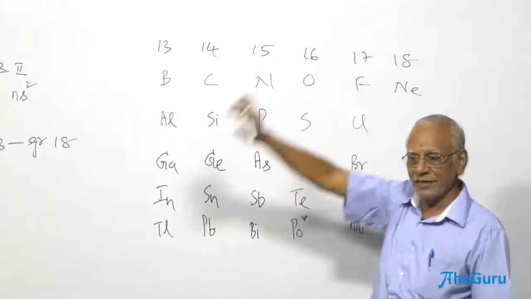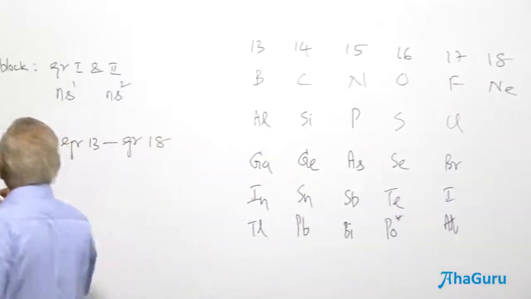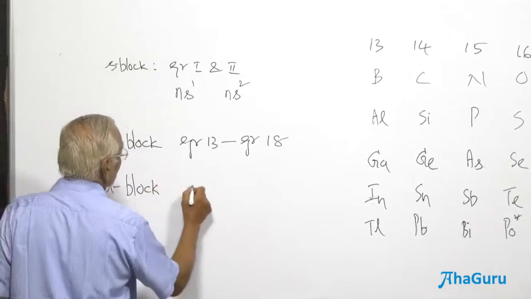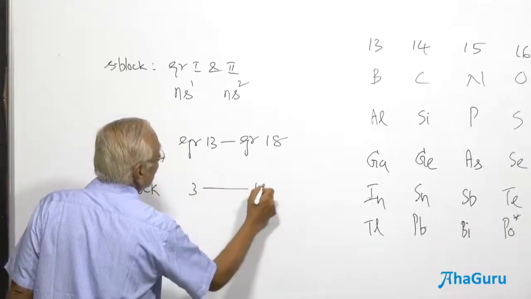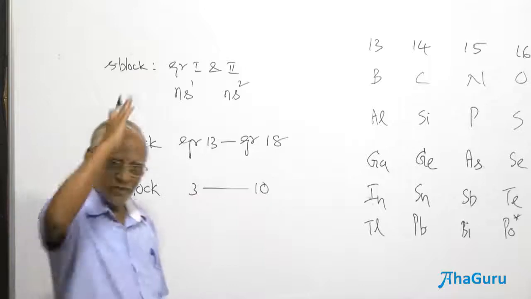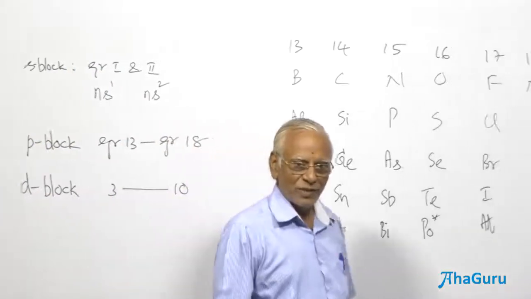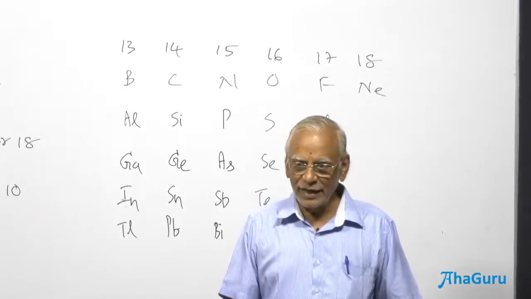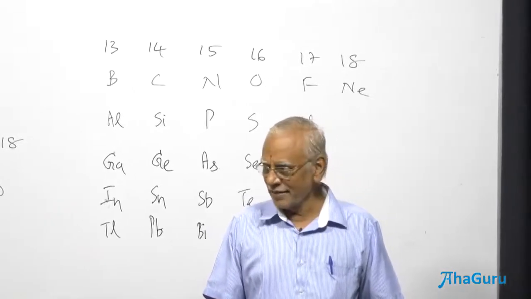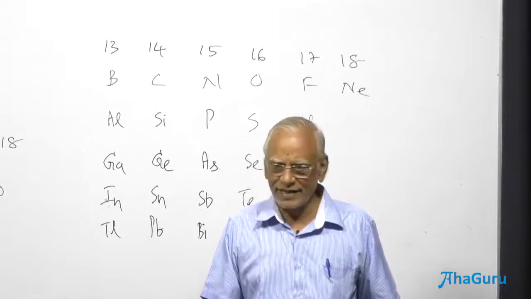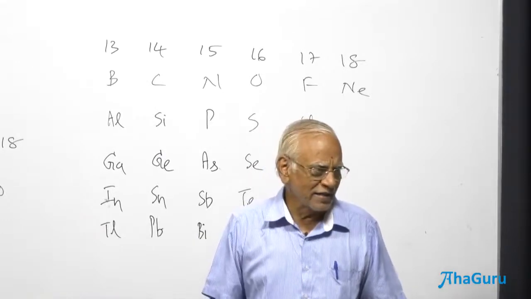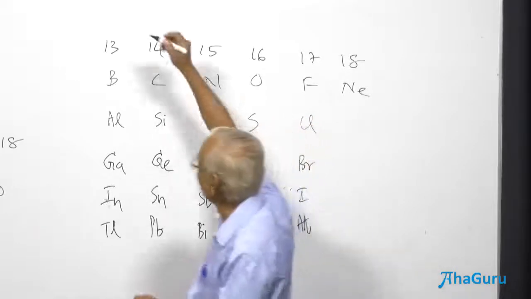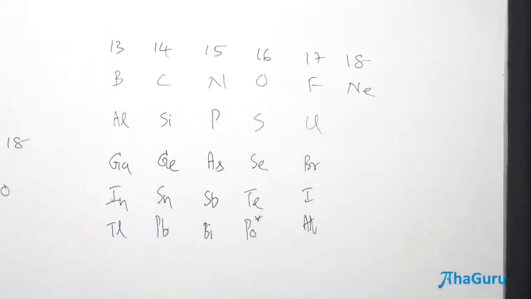P block elements. D block elements, group 3 to 10. We just wrote it, group 3 to 10. Atomic number starting from 21, 3d1 to 3d10. What is 3d1? Scandium. What is 3d10? Zinc.